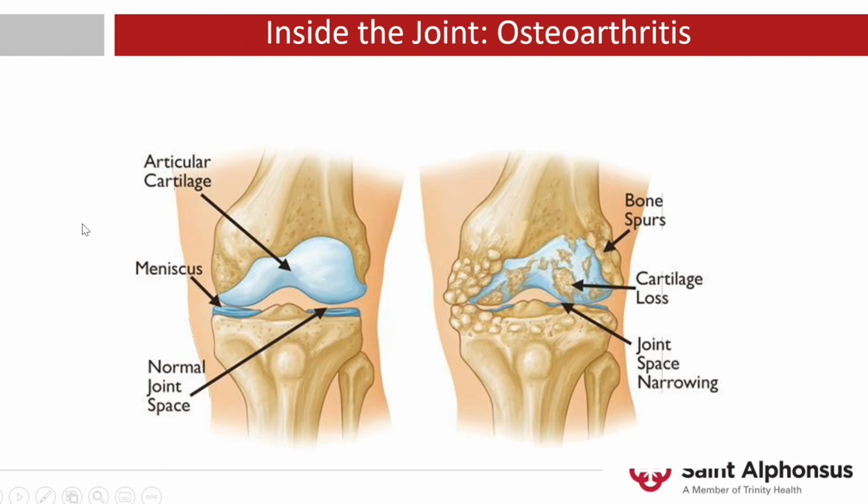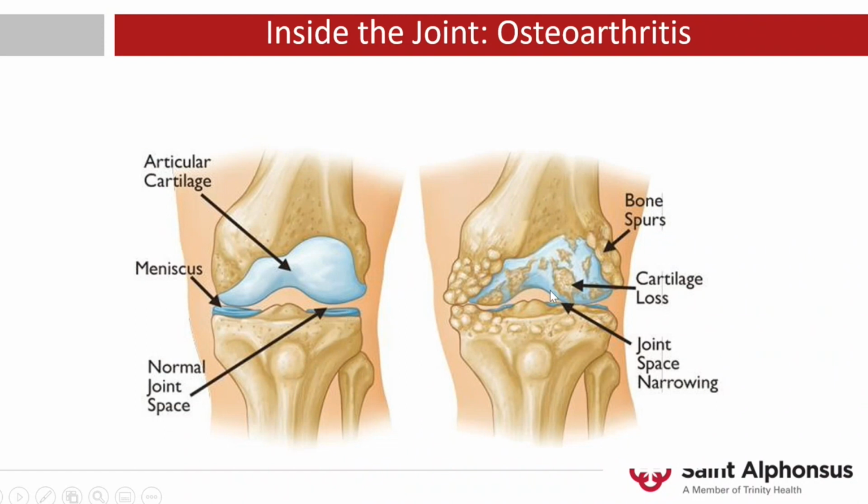So this is just a cartoon representation of the process of osteoarthritis in the knee joint. And here we see the smooth, intact articular cartilage on the end of the femur. The menisci are intact here. And then they have what we call a normal joint space. And we'll see what that looks like in an X-ray.